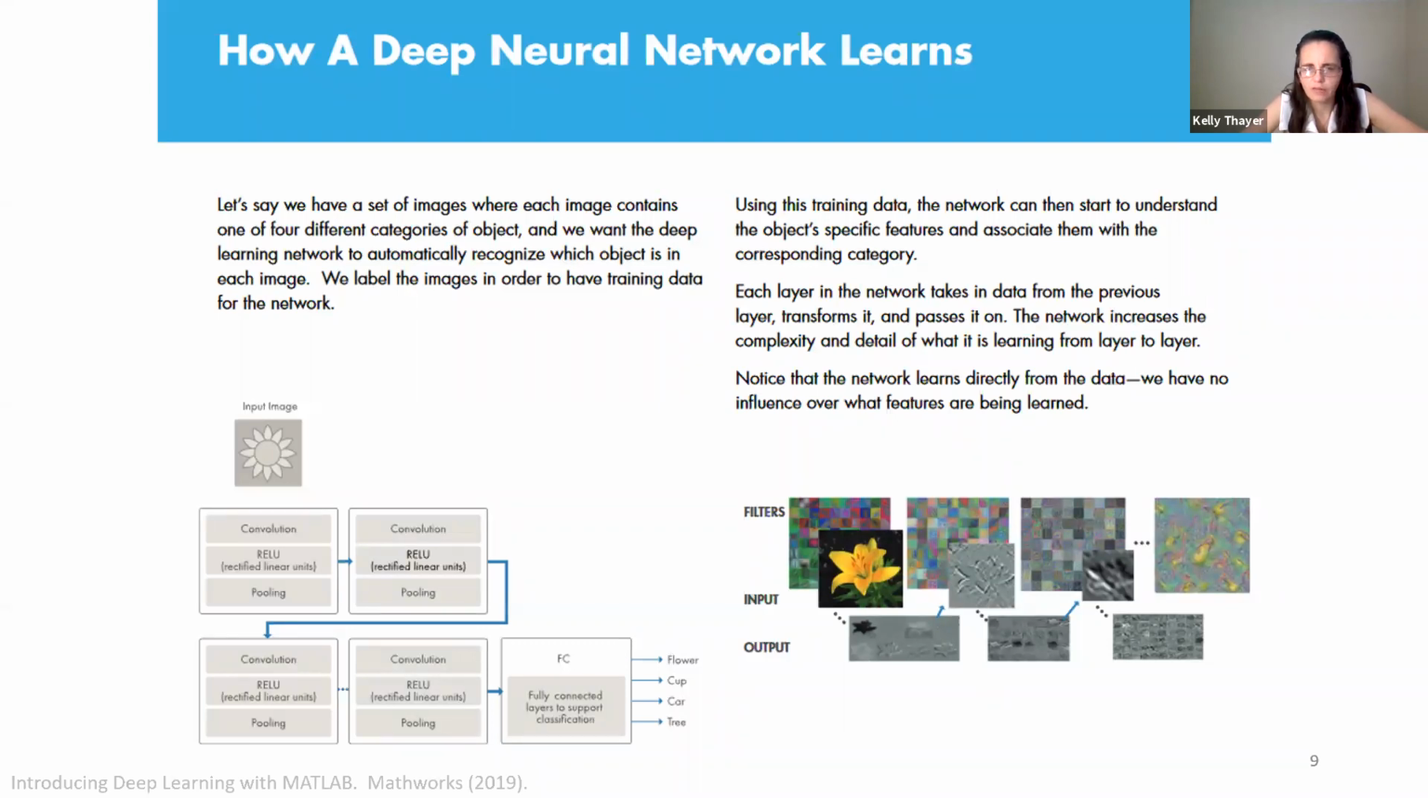So what is that filter? Well, it could be some kind of mathematical formula or operation. Here it's operating on the input image. And so you see that if we apply a certain kind of filter, we could get out a general shape, like this shape is going to be a flower.